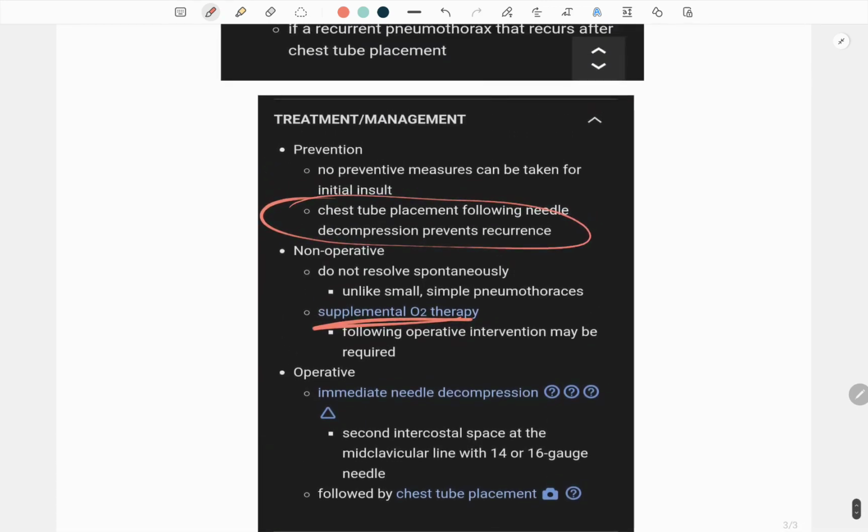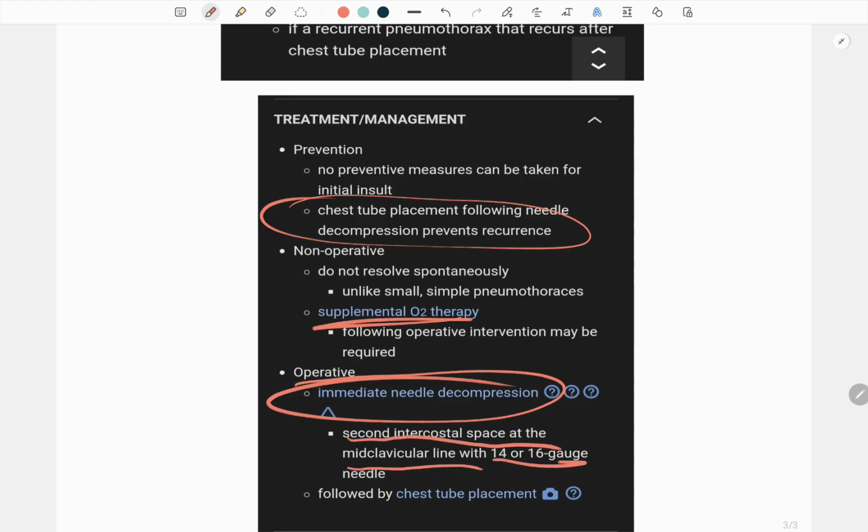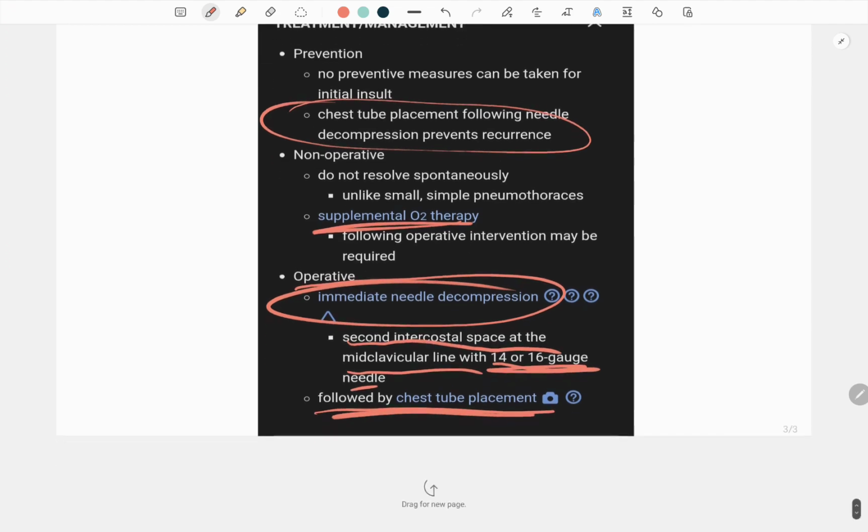If we talk about the operative, the immediate needle decompression, which we already talked about, that's the first thing you've got to do. And where are you going to put the needle inside the chest? It would be the second intercostal space at the midclavicular line with a 14 or 16 gauge needle, and that would be followed by chest tube placement.